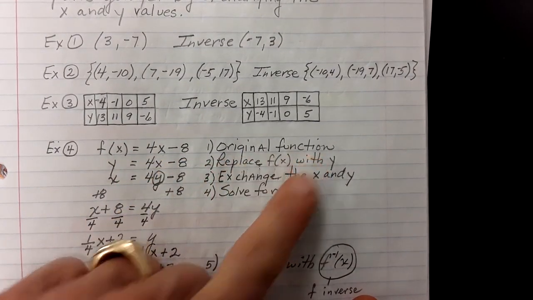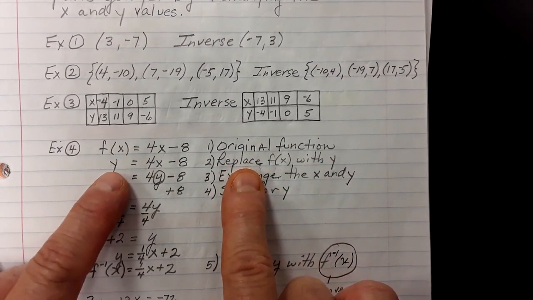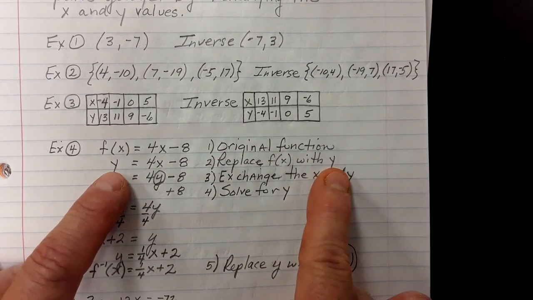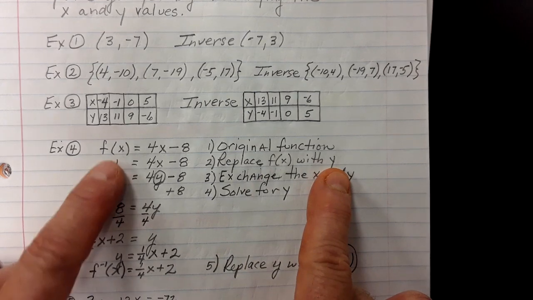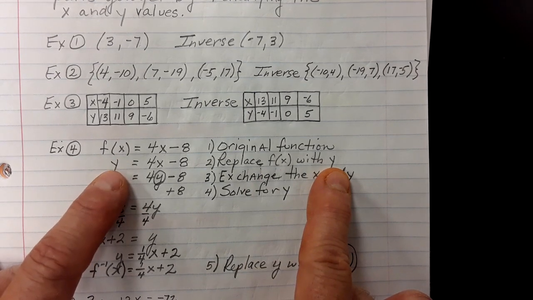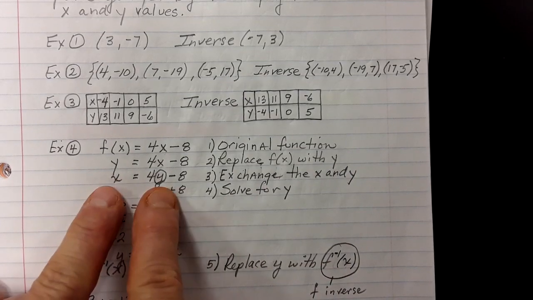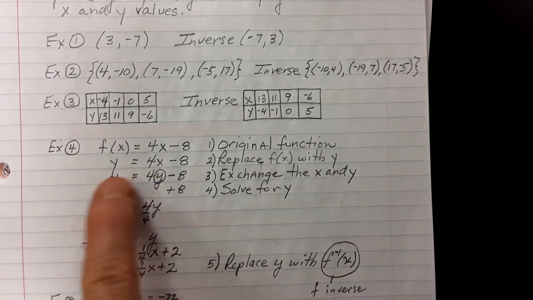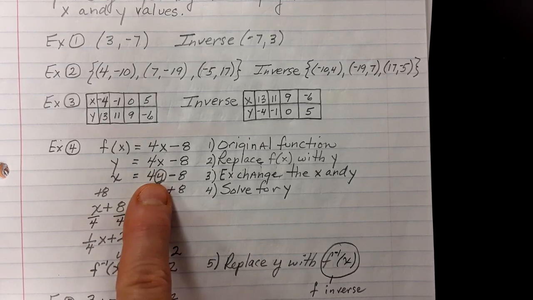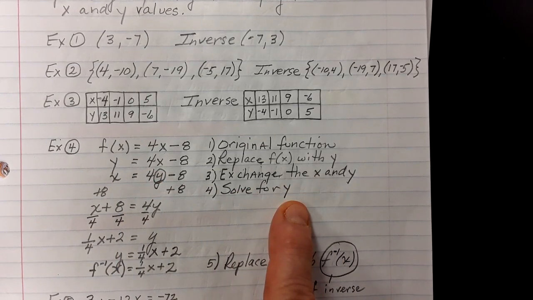that's the original function. The first thing I do is replace the f of x with y. So replace this with y, because that's what f of x is, y. And now you exchange the x and y around. So that becomes x, that becomes y. From there, you solve the equation for y.